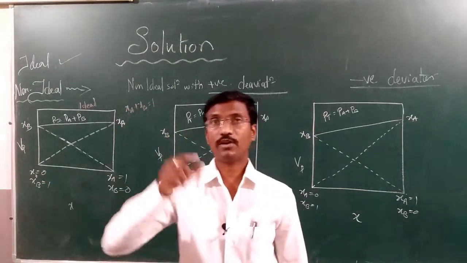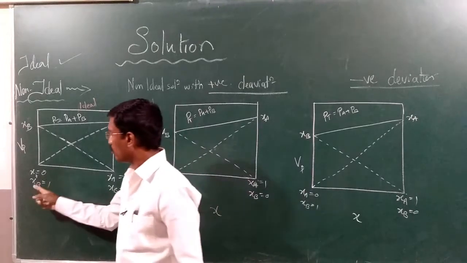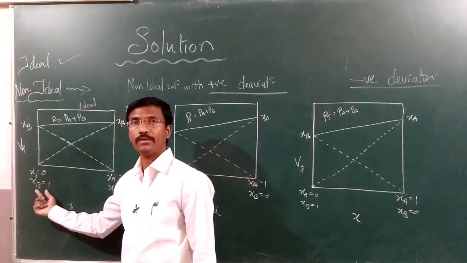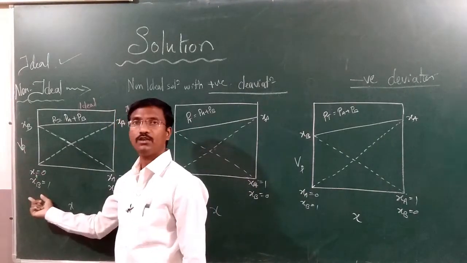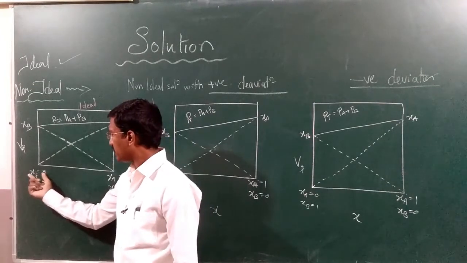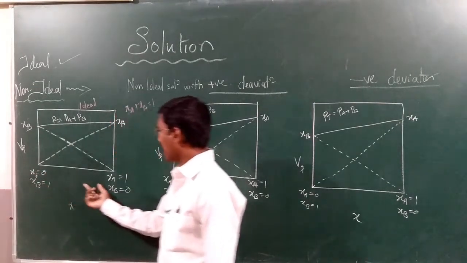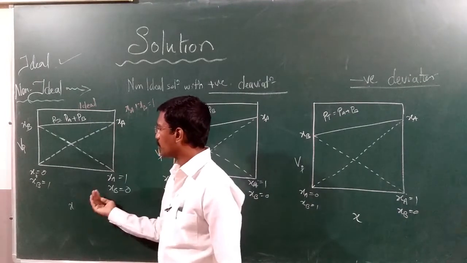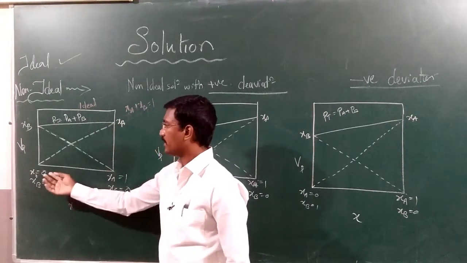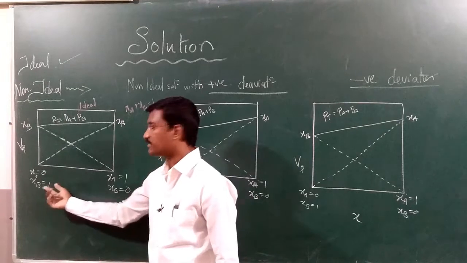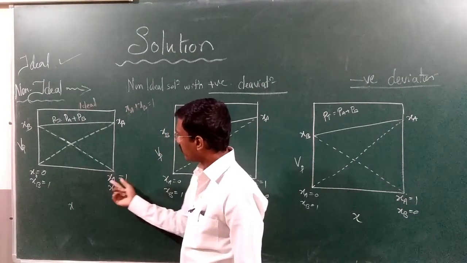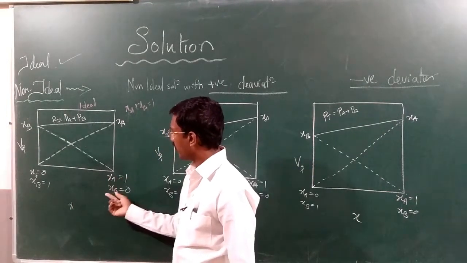Here the mole fraction of component A is 0. It means that the mole fraction of component B is 1, because together they should add up to unity. Here XA is 0, so XB is 1. As we move from left to right, the mole fraction XA increases and XB decreases, until at the end XA is equal to 1 and XB is equal to 0.